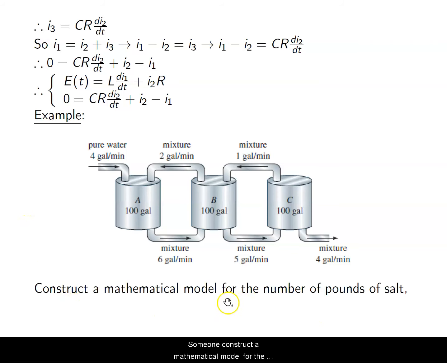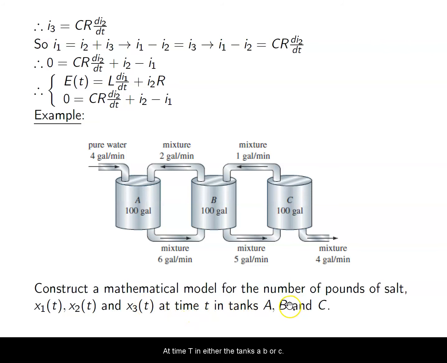So I want to construct a mathematical model for the number of pounds of salt, x1(t), x2(t), and x3(t), at time t in either of the tanks A, B, or C. So this tells me how much is in A, this tells me how much is in B, and this one tells me how much is in C: x3 for C, x2 for B, x1 for A. We're going to create this equation just the same way we did before.